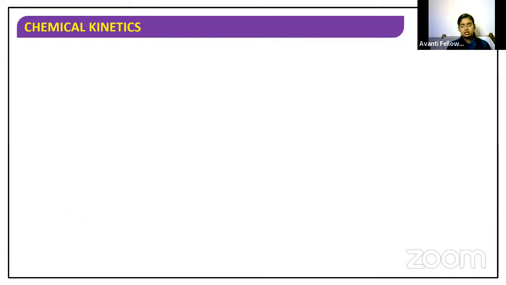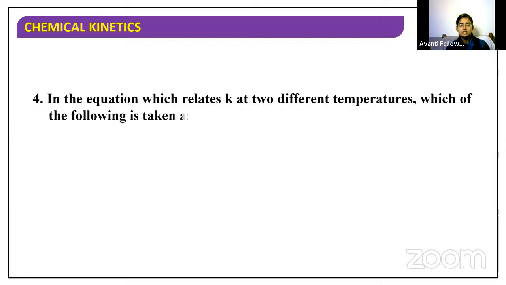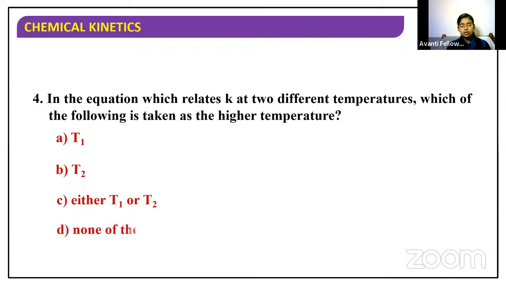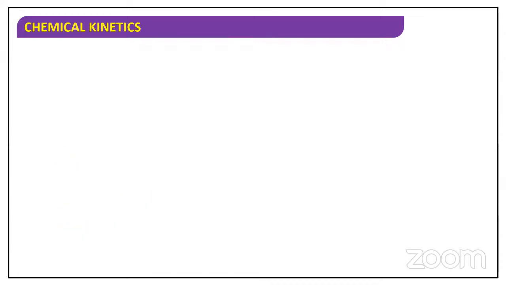Very good. Now the next question is, in the equation which relates k at two different temperatures, which of the following is taken as the higher temperature? So if we have two different temperatures, you have to tell me which one will be the higher temperature. T1, T2, either T1 or T2, none of these. Option B, sure, very good. So the answer is option B.